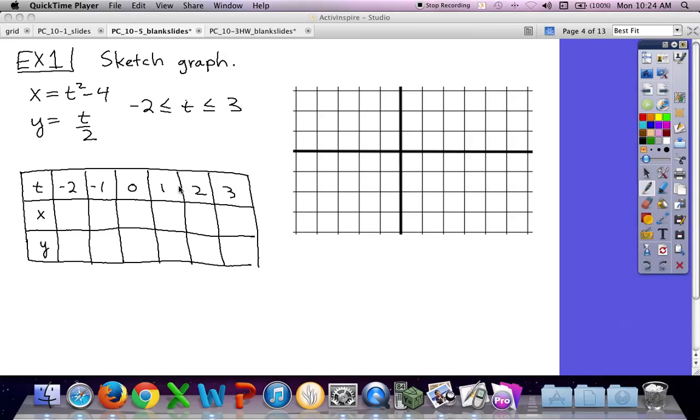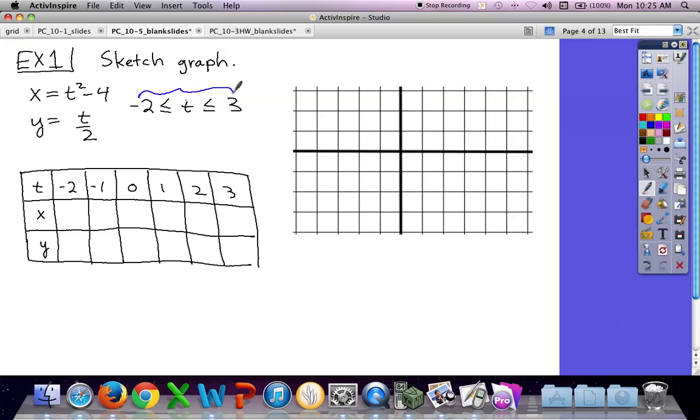So here's an example. Here's two parametric equations. X is a function of t. Y is a function of t, right? And what does this here then represent? Negative 2 is less than or equal to t is less than or equal to 3? It's a domain, right? The domain of the independent variable is negative 2 to 3.